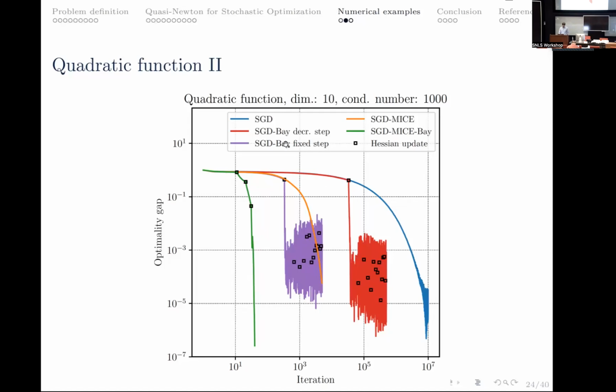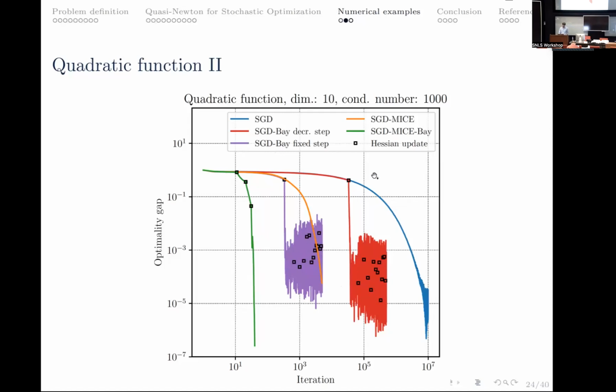Another situation, even worse, is when we keep the step size fixed. In case you don't know, in SGD, we decrease the step size to control the error, right? Here in purple, what I'm showing you is the situation where instead of decreasing the step size, I keep it fixed. And it doesn't help much. We have a larger amplitude of oscillations.